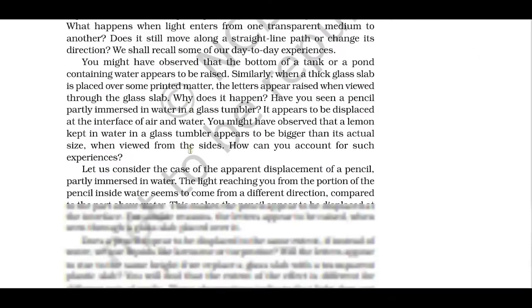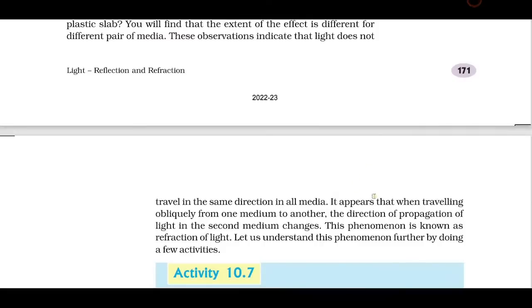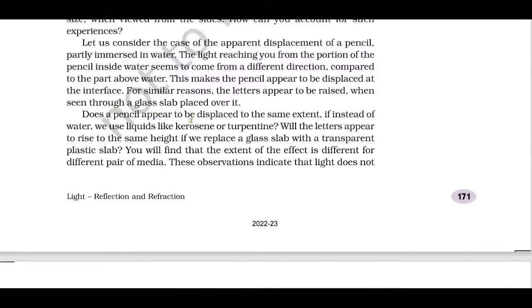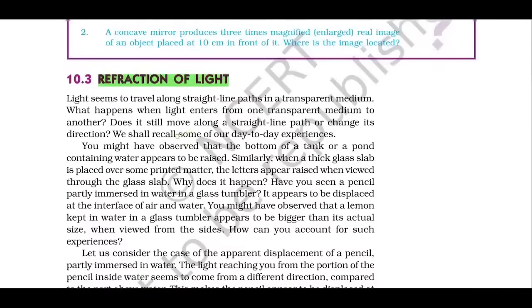What is refraction of light? See, when light travels from one medium to another, the direction of propagation of light in the second medium changes. This phenomenon is called as what? Refraction of light. The bouncing back of light is called reflection. Without bouncing back, if it changes direction when it travels from one medium to another medium, it is called as what? Refraction of light. There are a few examples here.